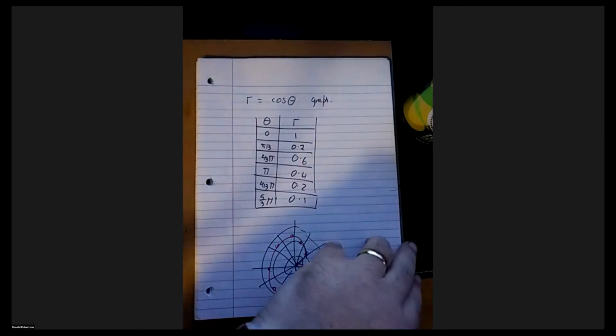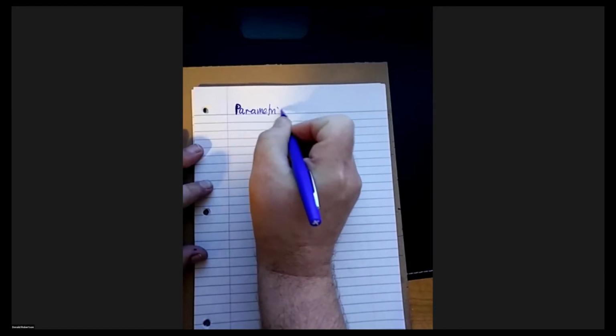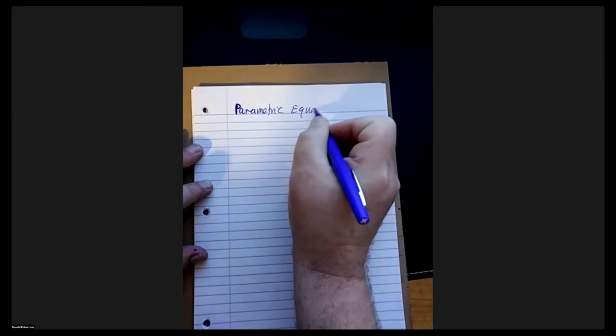Well, the rest of today, we are going to be looking at another type of equation. Not a polar equation, but one that's called a parametric equation. Hold on a second. There we go. So how do parametric equations work?